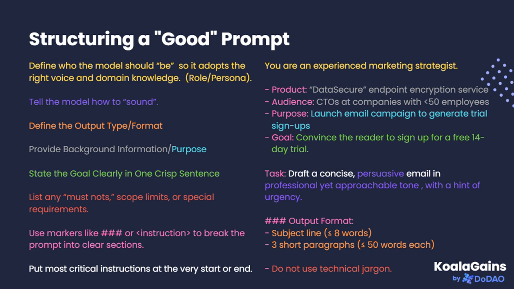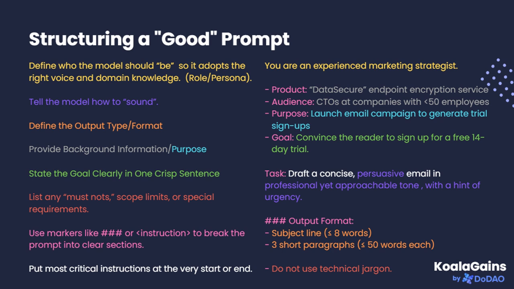Next, tell it how to sound. Match the tone to your audience. Should it sound professional, friendly, formal, or casual? In the instructions, we tell it to sound persuasive, professional, yet approachable with a hint of urgency. Then define the output format. You can say write an email in three short paragraphs or show it as a table with three columns.